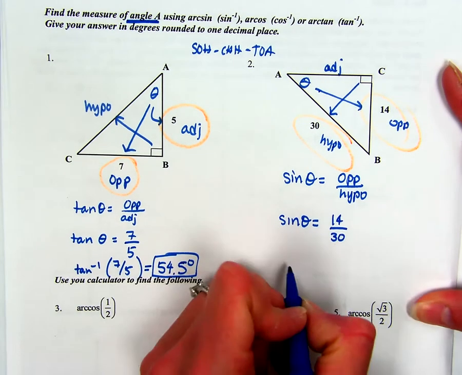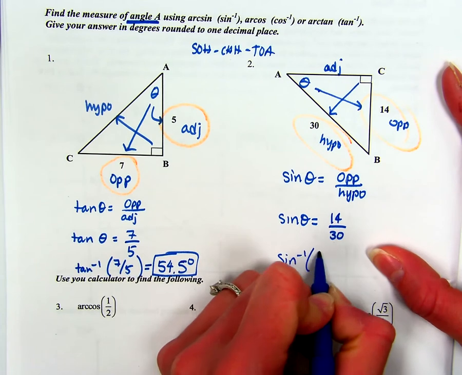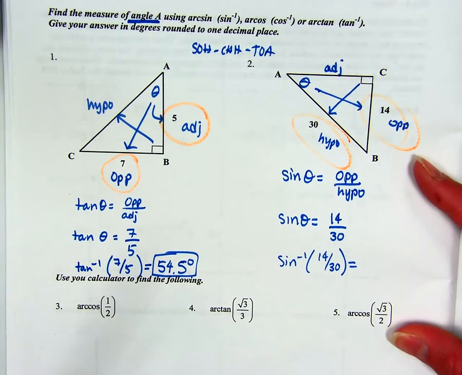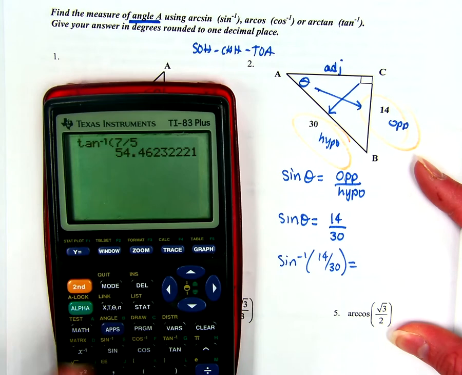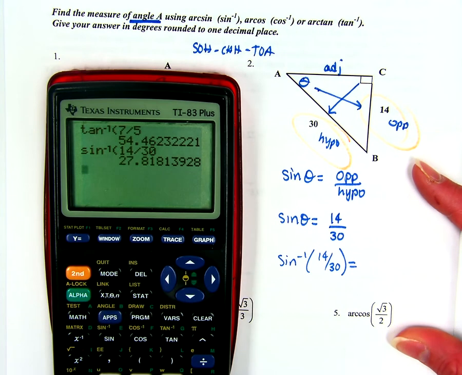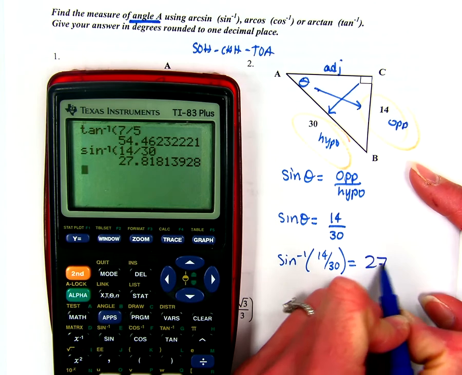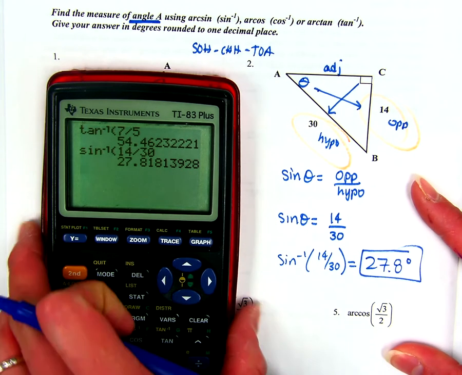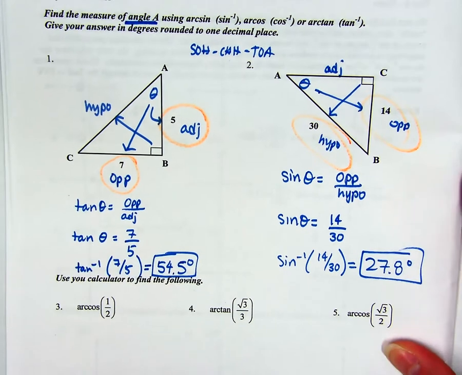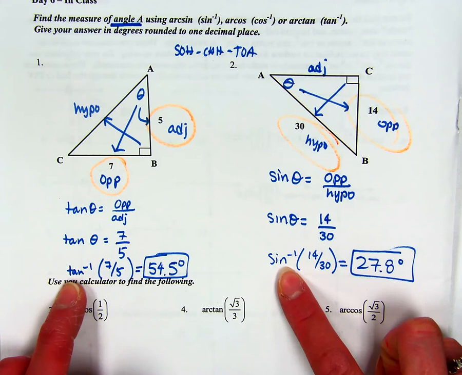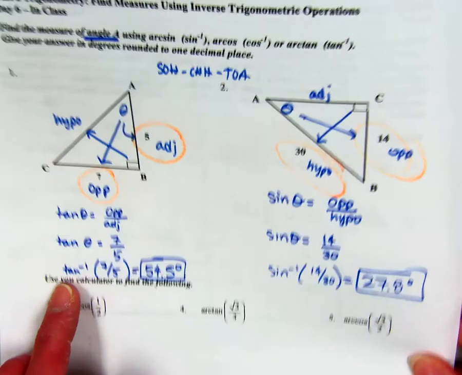Then you need to do inverse sine in order to solve for the angle. Anytime you want to find the angle, you want to do inverse sine. Now you just use your calculator. Second sine, 14 over 30. And that tells me that my answer is 27.8 degrees. Hopefully these problems are not too bad now that we're pretty familiar with how to set up our trig equations. You're just doing a little bit different of a step here on your calculator.